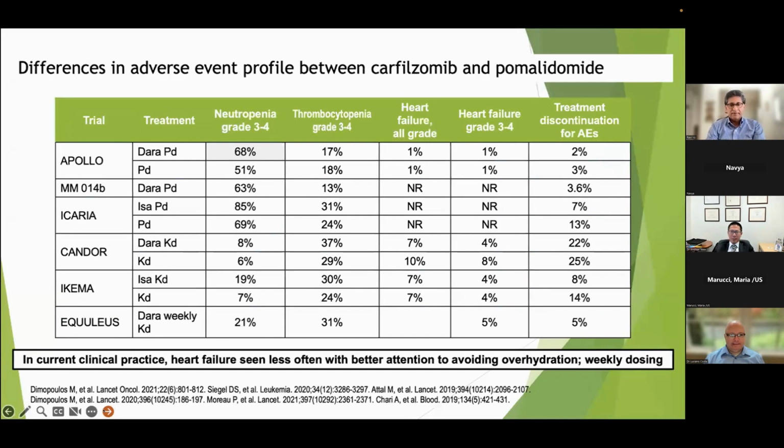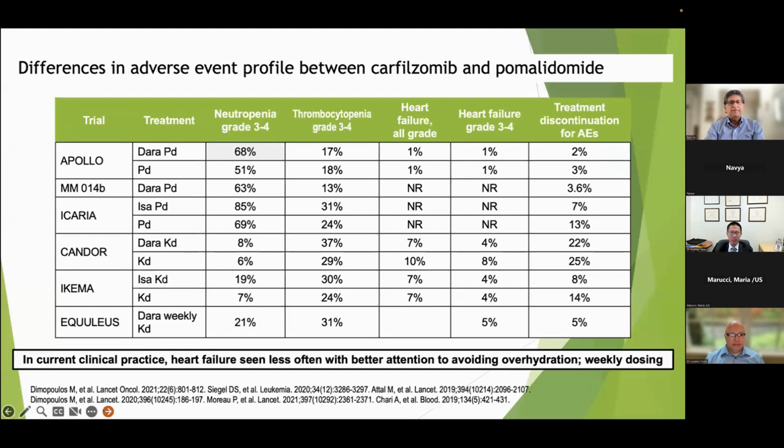Now, something also to point out is that when we think about choosing these regimens, there can be some differences in the side effect profile. The regimens that use pomalidomide tend to have more myelosuppression, which means neutropenia and thrombocytopenia. Neutrophil counts tend to be more affected when you use a pomalidomide-based regimen in combination with the CD38 antibody.